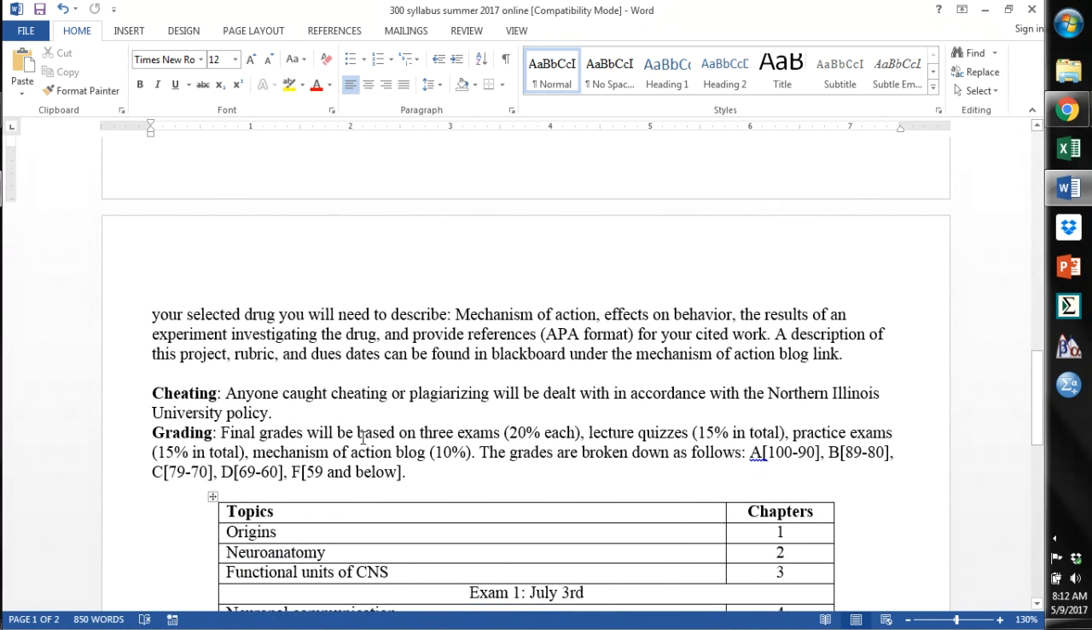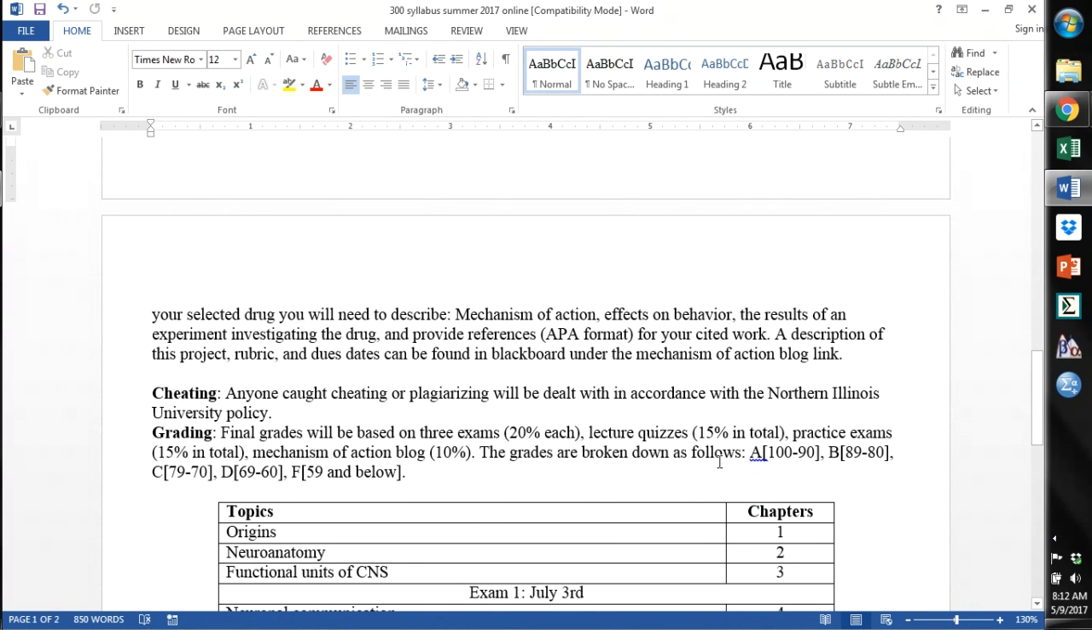So how do the grades break down in this class? Well, final grades will be based on 3 exams. Each exam is worth 20% of your grade. So that's altogether 60% of your grade. The other 40% comes from lecture quizzes, which will be 15%, practice exams, which will be another 15%, and then the Mechanism of Action blog will be worth 10% of your final grade.